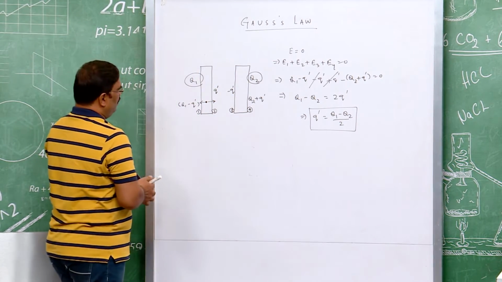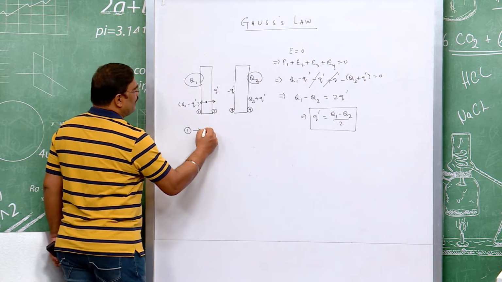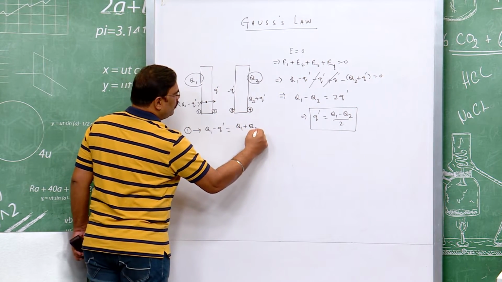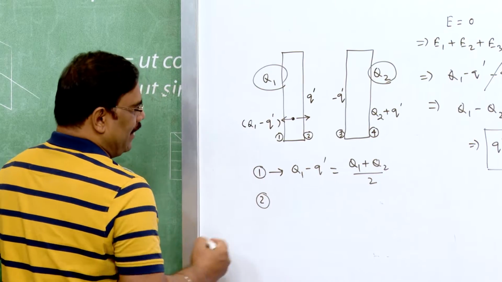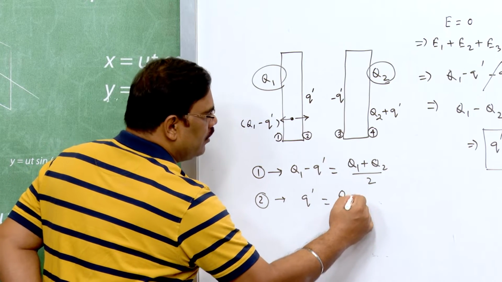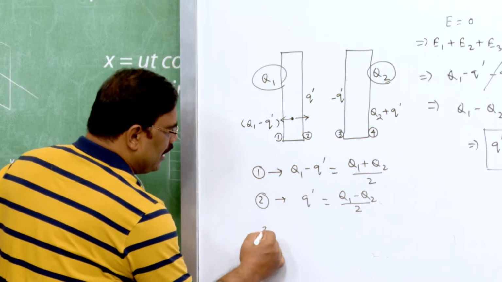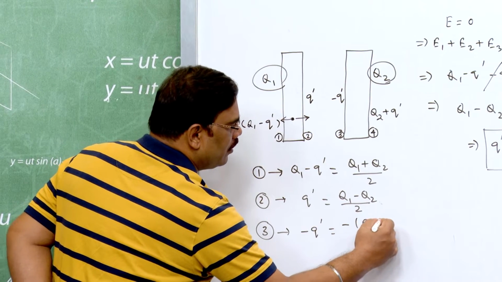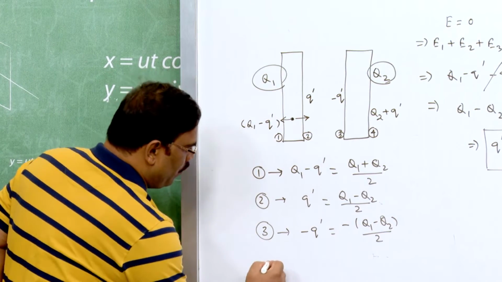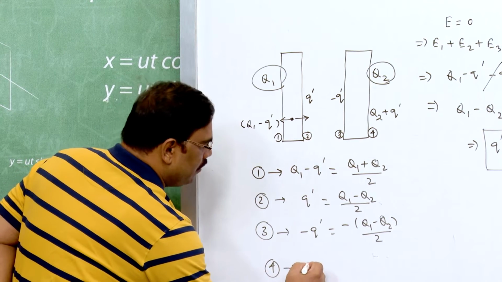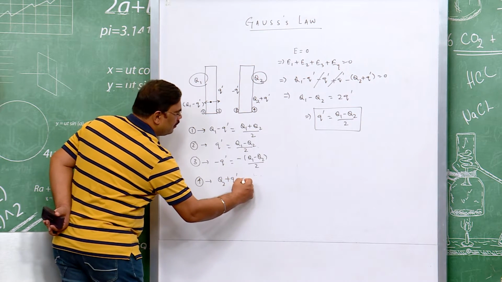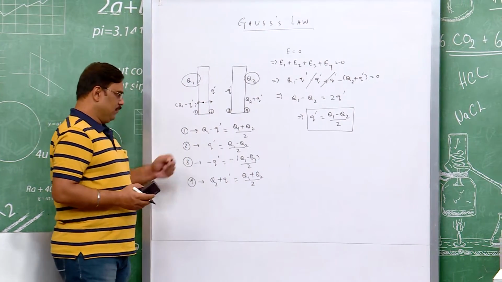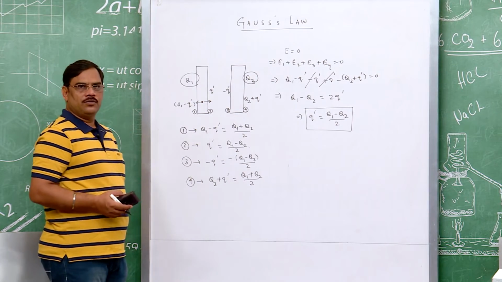Now, if we write the charges on each face, my first face will have a charge of Q 1 minus Q dash, so it is Q 1 plus Q 2 by 2. The charge on the second face is Q dash, it is Q 1 minus Q 2 by 2. The charge on the third face is minus Q dash, it is minus of Q 1 minus Q 2 divided by 2. And the charge on the fourth face is Q 2 plus Q dash, which is again Q 1 plus Q 2 divided by 2. So, these are the charges that will develop on each face of these two plates.